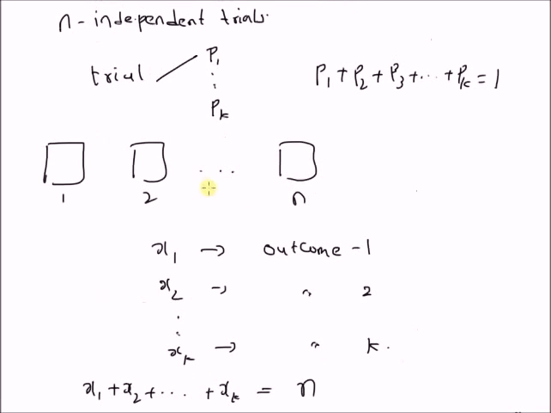So to conclude, when there are n independent trials with k possible outcomes, then the probability distribution, that is the joint probability mass function of the k random variables, is a multinomial distribution.